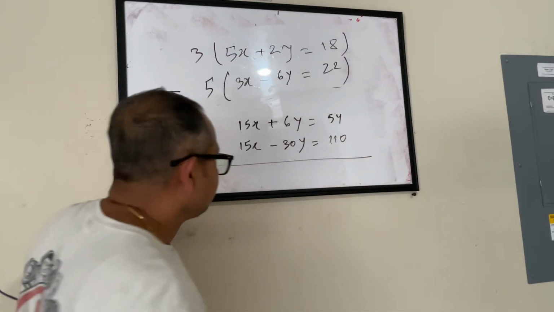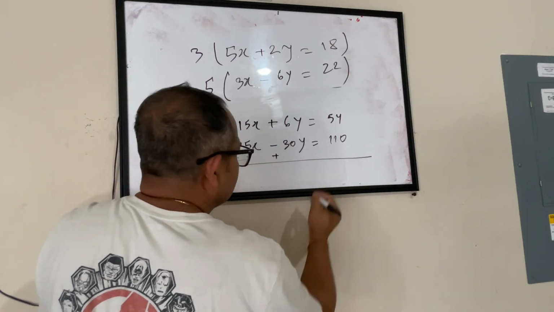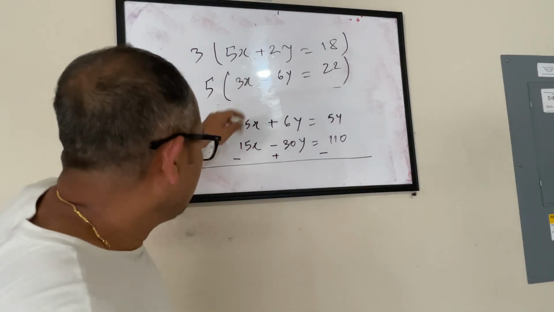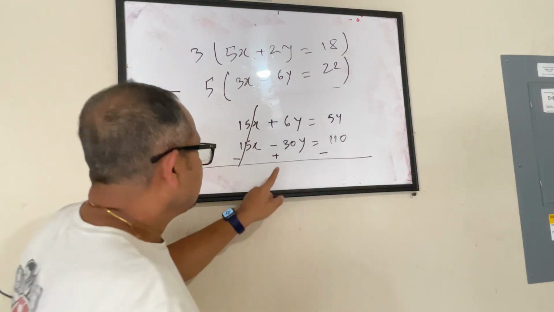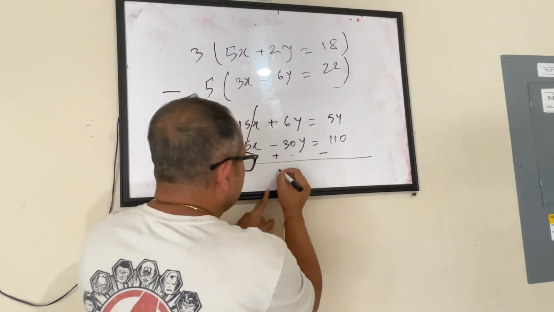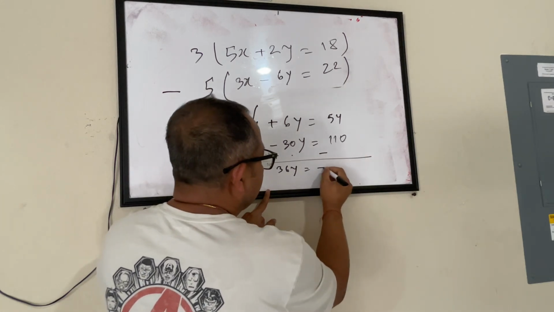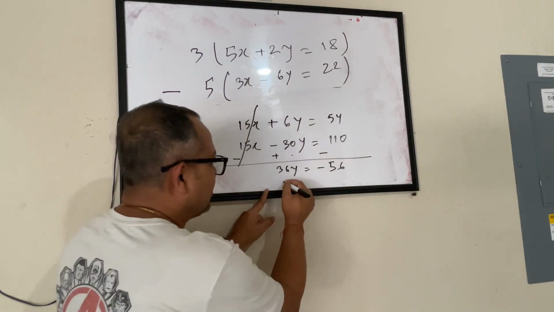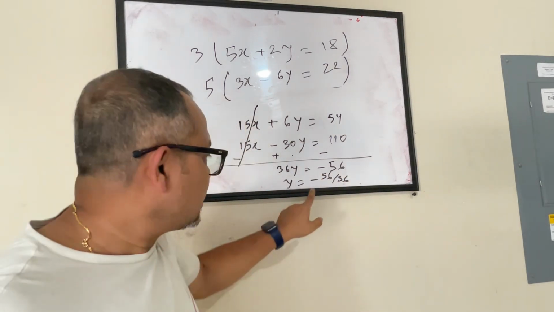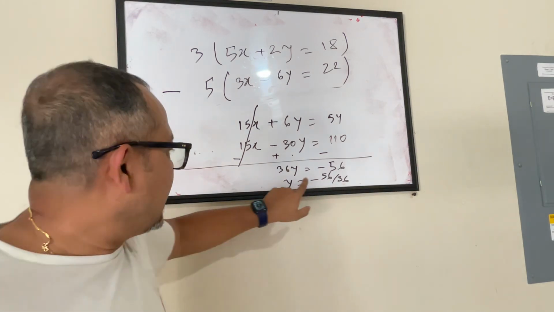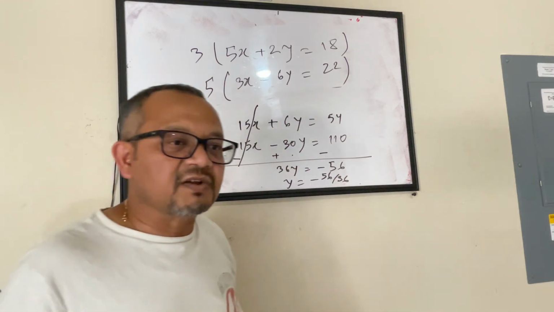Now we are subtracting. So subtracting here, minus. This becomes minus plus, and this becomes minus. Now you see this gets knocked off. What you are left with is 6y plus 30y is 36y, equals 54 minus 110, which becomes minus 56. So y equals minus 56 by 36. You got a value for y, and you can substitute it in any of the equations to get the corresponding value of x.